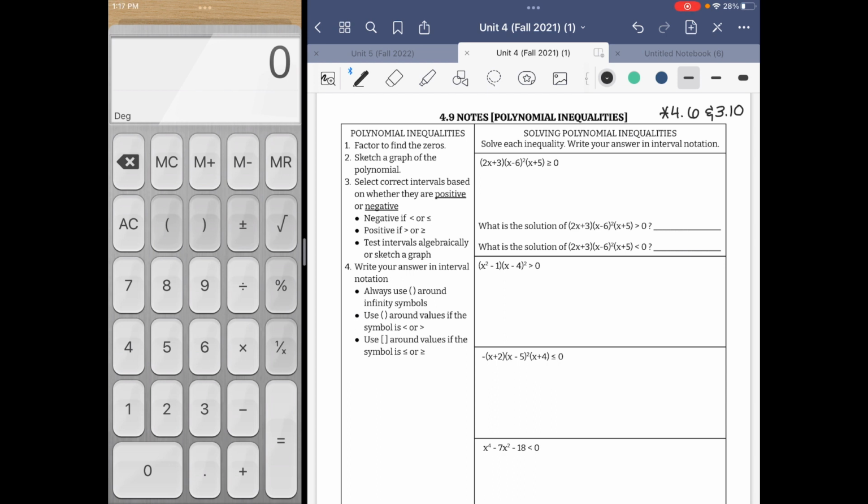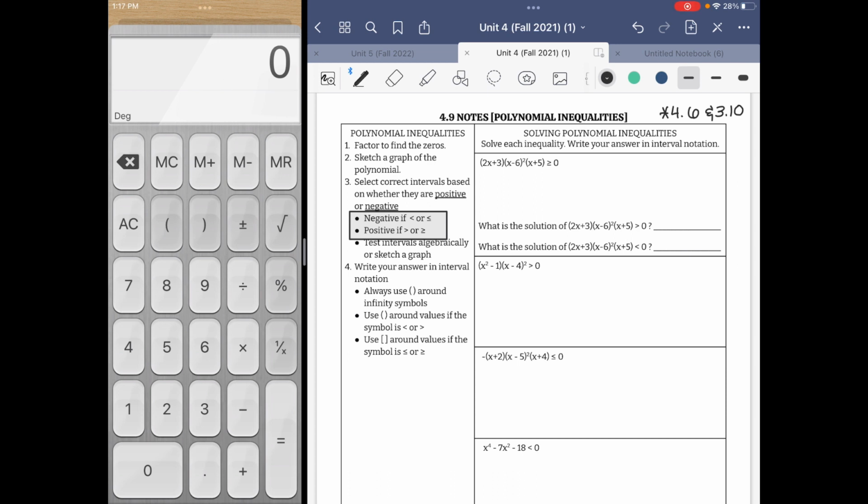Now, our whole goal is to solve each one and write our answer in interval notation. I'm just going to point out this part right over here that you might want to highlight in your notes. You're going to pick the negatives if it is less than or equal to, and the positives if it's greater than or equal to.